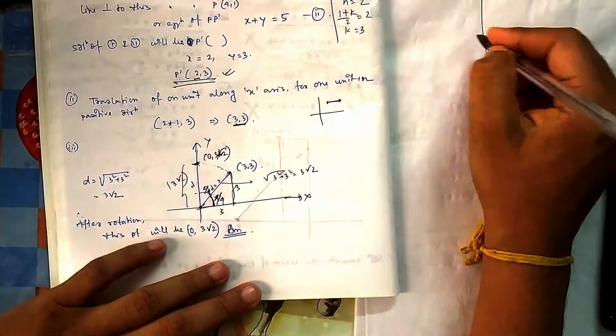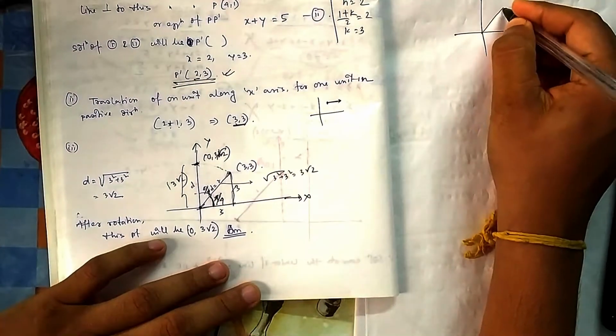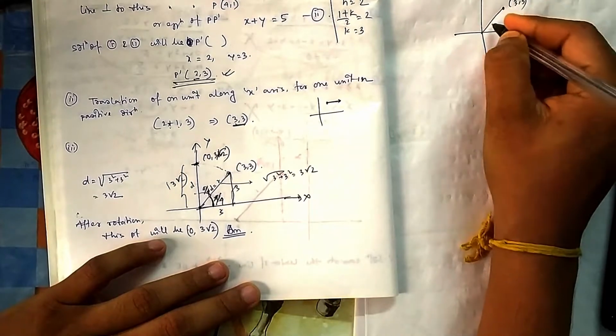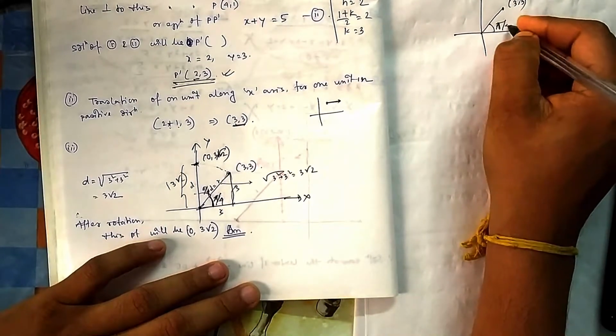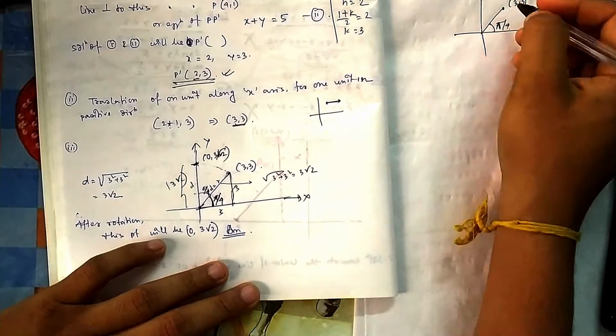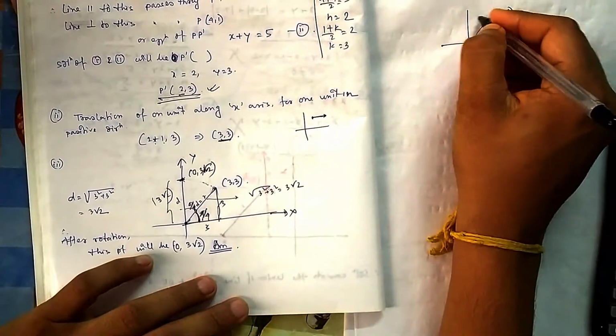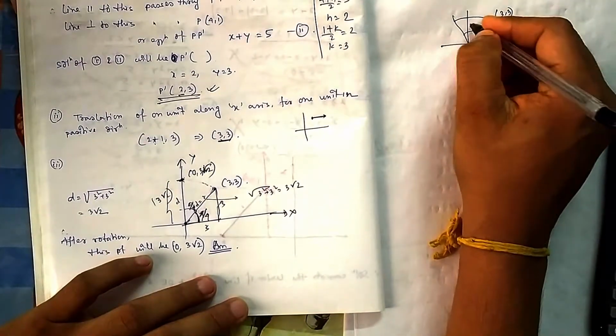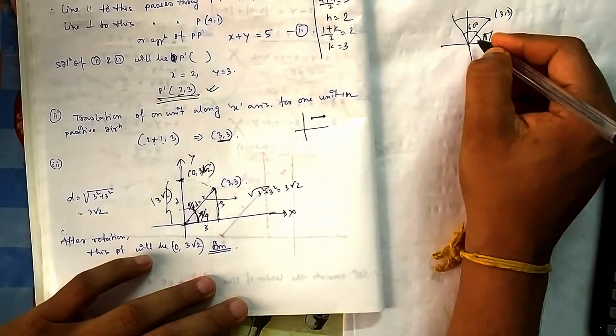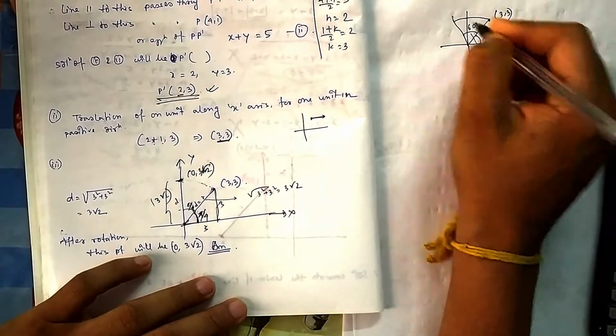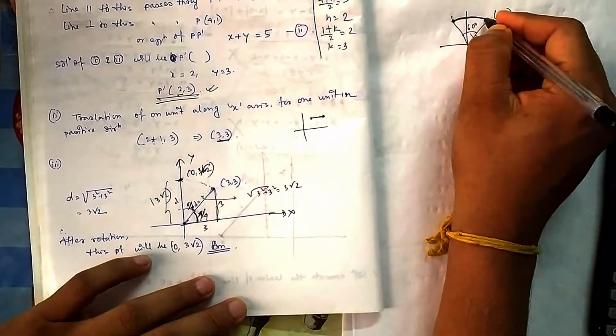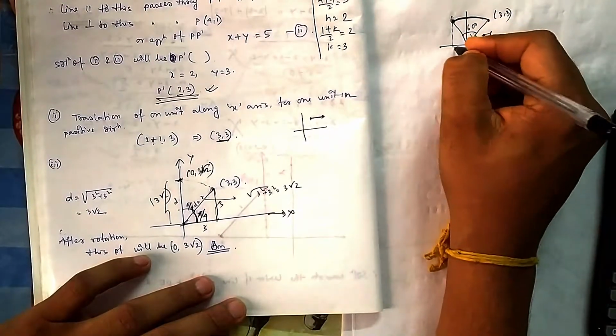Suppose you don't get this coordinate. You can rotate. There may be questions of this format also. Suppose this is your (3, 3), at pi by 4, and suppose you are rotating it by an angle of, say, 60 degrees. So it will be 60 plus 45, which is 105. So how will you do it? What will be the coordinate? You find this point and this point.